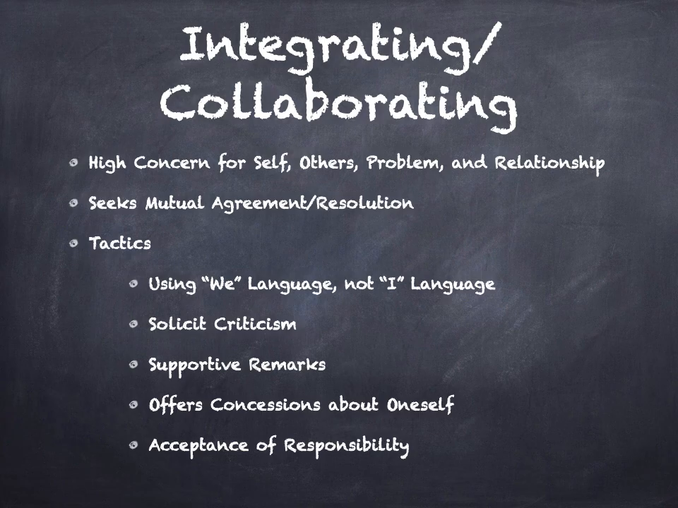When you're doing integrating or collaborating, that is when you are really trying to find a mutual agreement or a resolution that meets the needs of both parties. Some of the tactics might be to use we language, not I. Instead of saying, well, I want to do this, you say, well, we've talked about doing these things together in the past, right? Trying to use we language. You might solicit criticism. Can you please tell me what it is I've done wrong? How is it that I have offended you? Because if you don't know, you'll never be able to resolve the conflict. So try to solicit criticism.